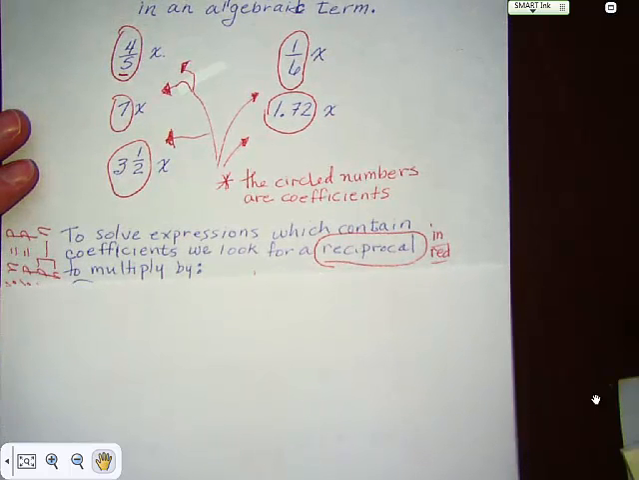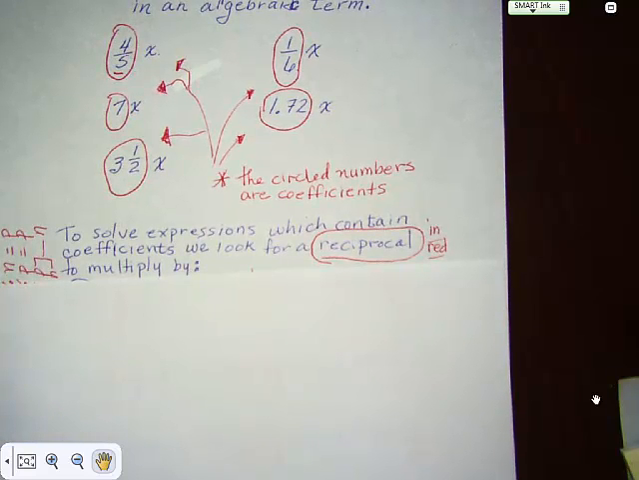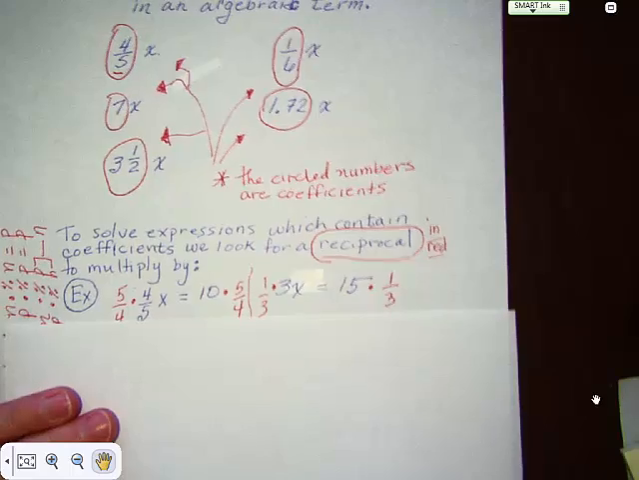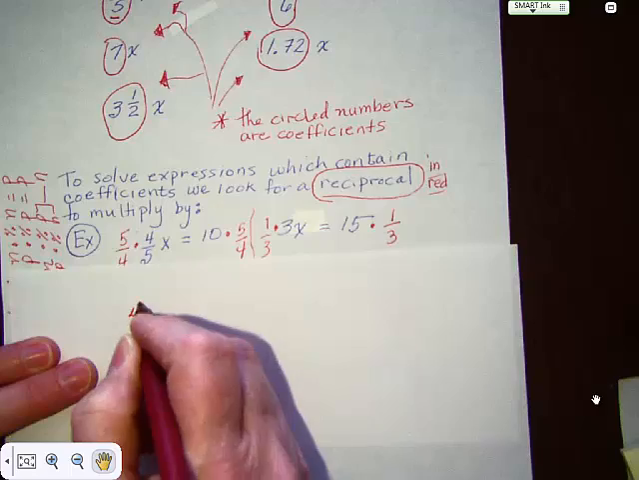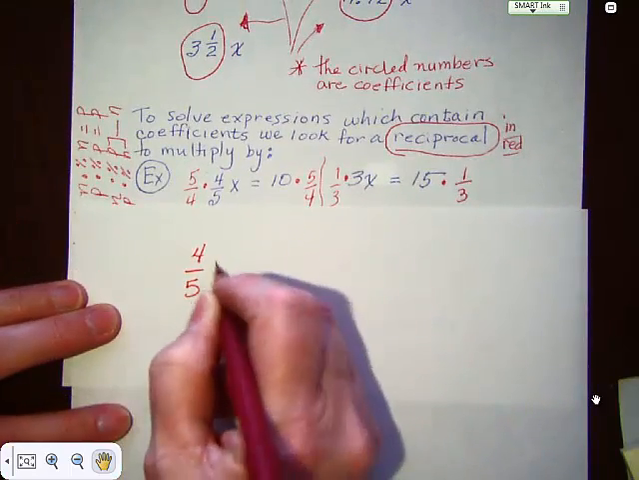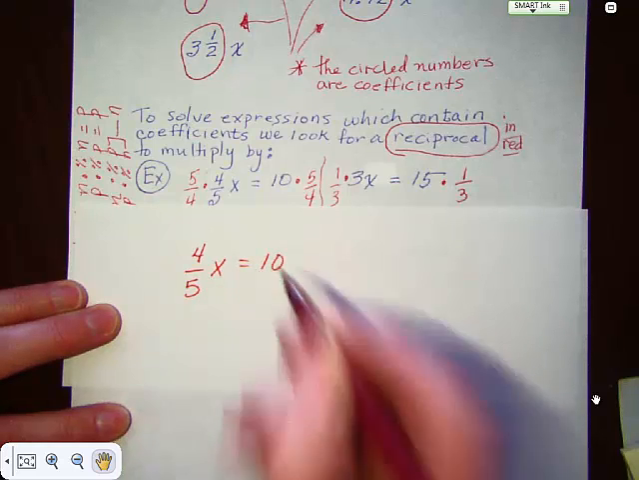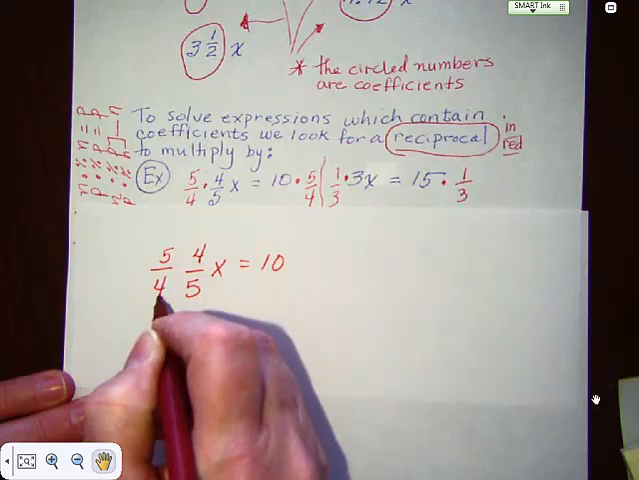Now, when we are solving expressions which contain coefficients, we are always going to be looking for the reciprocal. We look for a reciprocal so that we can basically multiply by that reciprocal. So here's a couple of examples, and I'm actually using the numbers from above. So if I had 4/5 x equals 10, I would look for the reciprocal of 4/5, which is, of course, 5/4.